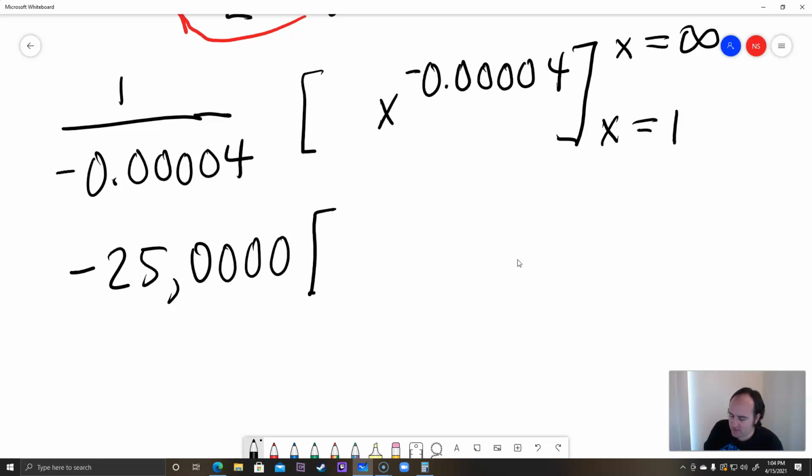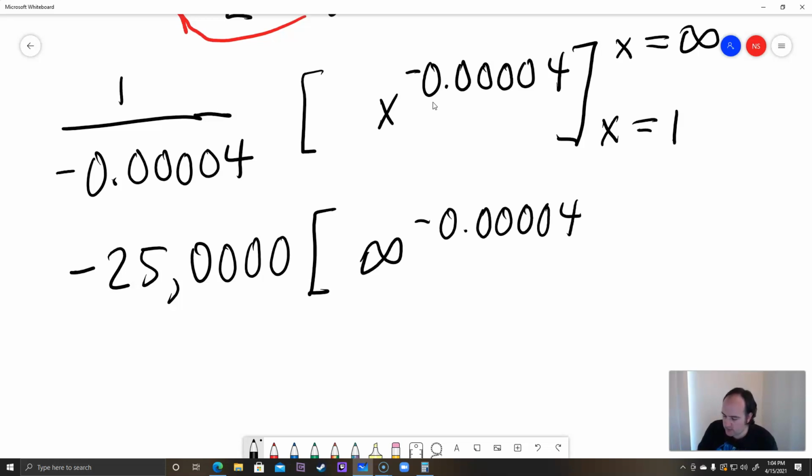So we have negative 25,000 out front, and then plugging in here, we're going to have infinity to the negative 0.00004, but I'm going to put quotes around that because that's not proper notation. You can't have infinity raised to a power or really anything like that. You're not supposed to plug it in like that. However, it's still fun to write it that way, even though it's not correct.